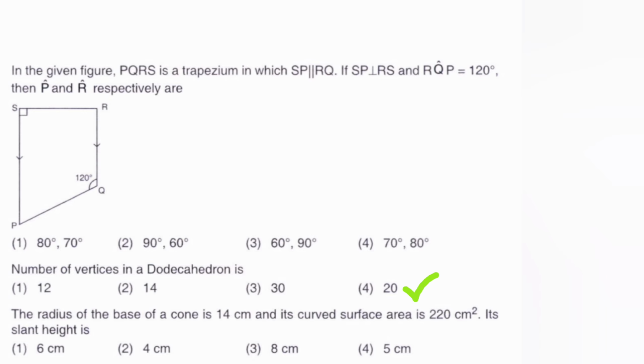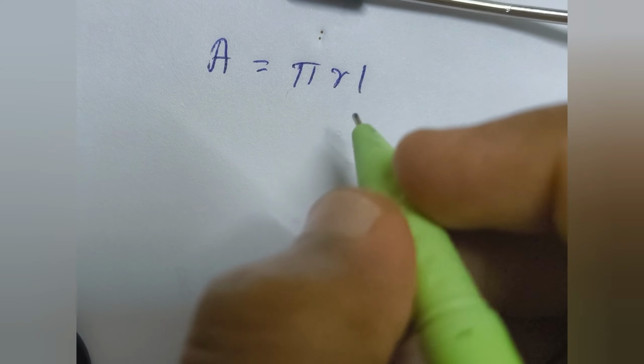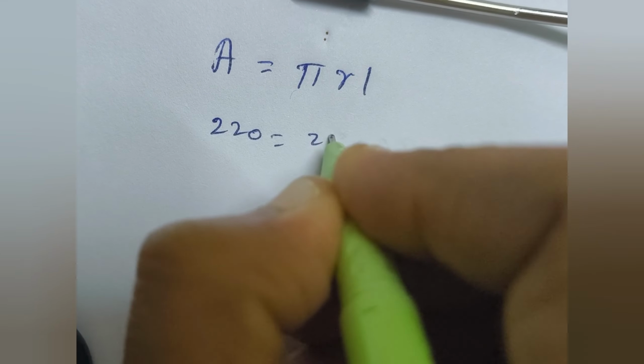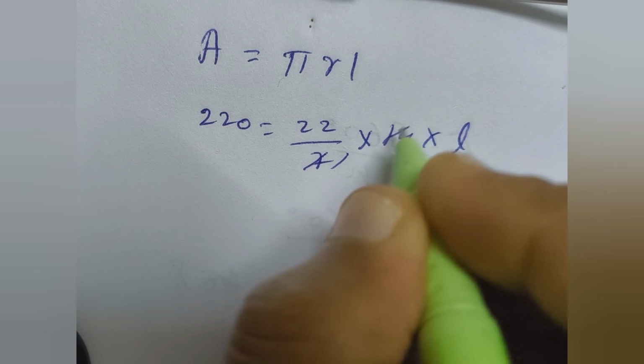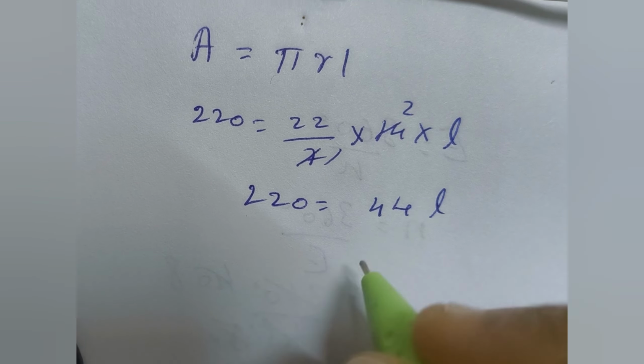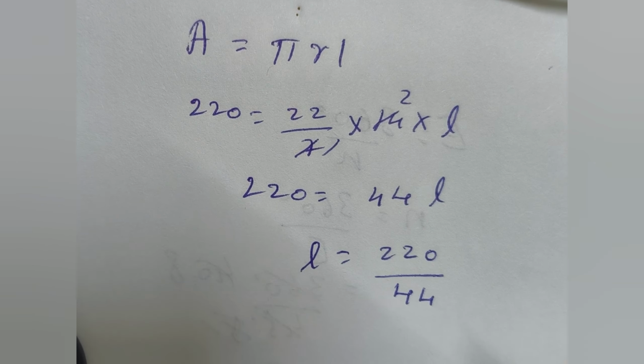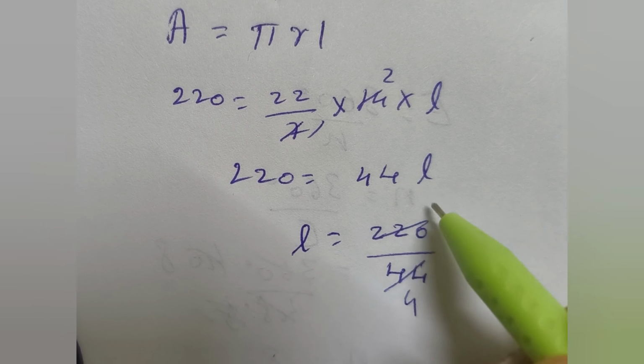Next one, the radius of the base of the cone is 14 cm and its curved surface area is 220 cm square. Its slant height is, the curved surface area of a cone is pi R L, where L is the slant height. So substitute the values. Area is 220, pi is 22/7, R is 14, and you have to find L. By simplifying, we get L as 5 cm.